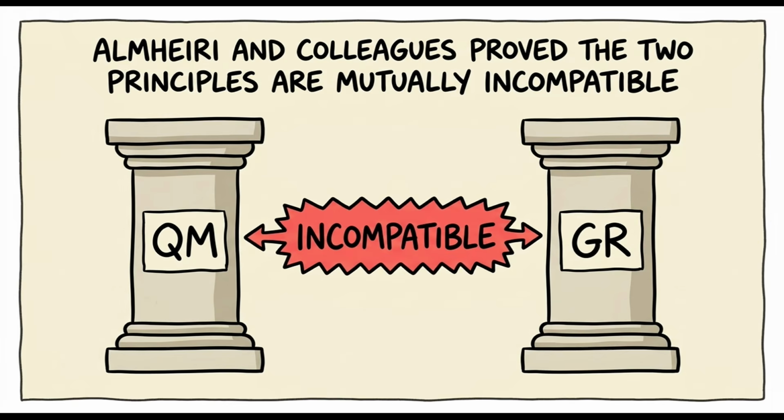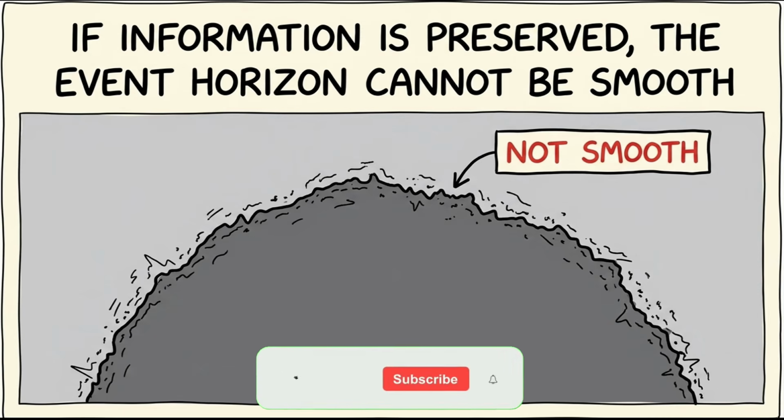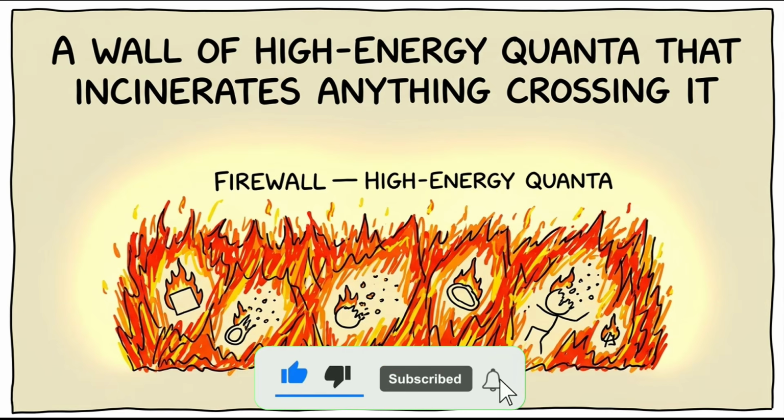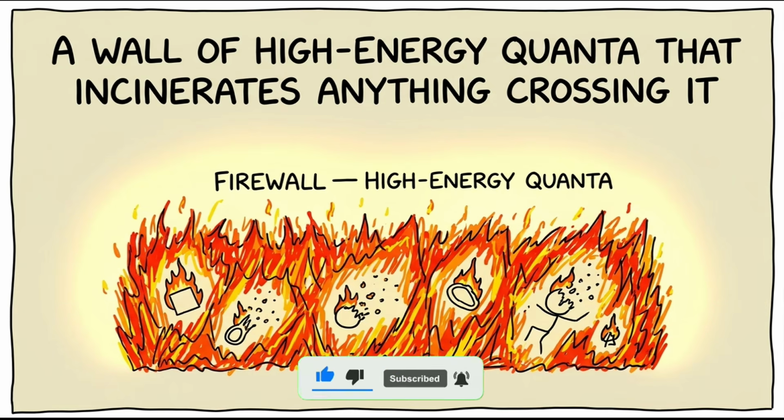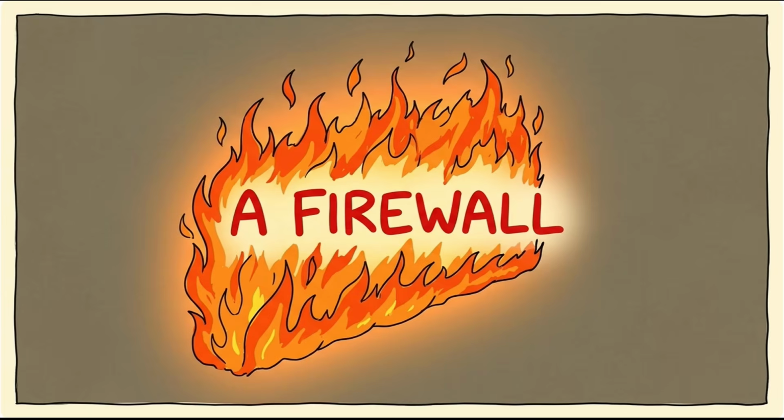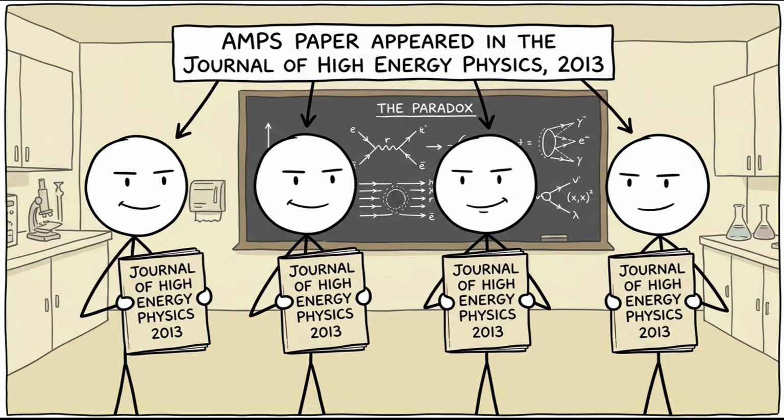Almheiri and colleagues proved the two principles are mutually incompatible. If information is preserved, the event horizon cannot be smooth. There must be something waiting there, a wall of high-energy quanta that incinerates anything crossing it. A firewall. The AMPS paper, named for the four authors, appeared in the Journal of High Energy Physics in 2013.